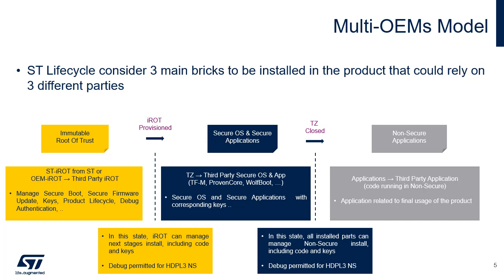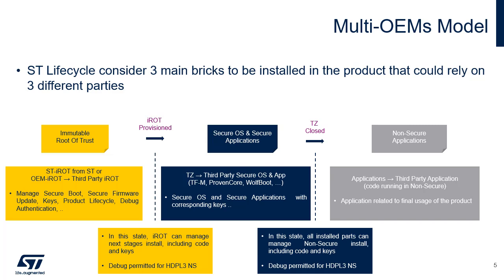First, the immutable root of trust, or IROT firmware, is programmed. Second, the secure operating system and secure applications are programmed. Third, the non-secure operating system and applications are programmed. The installs are chained. IROT offers services to program the secure image and keys, and the secure OS offers services to program the non-secure image and keys.